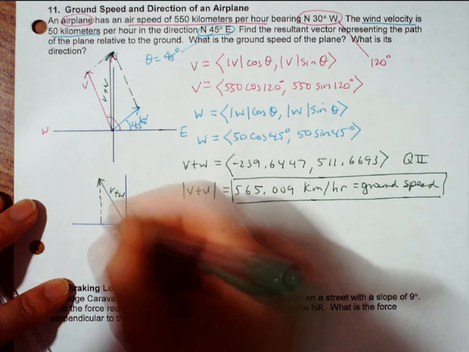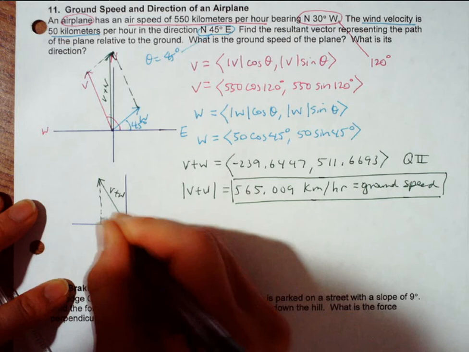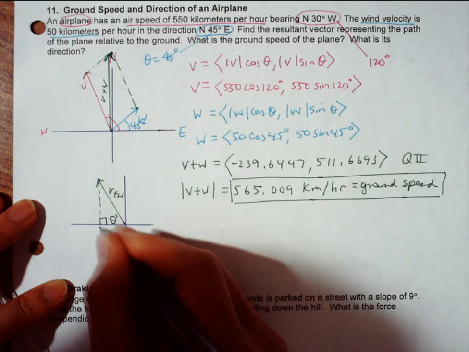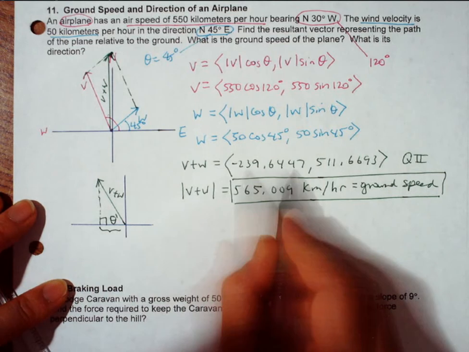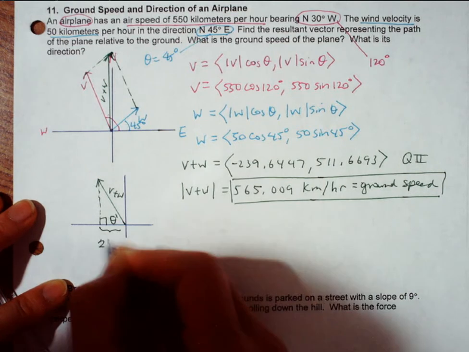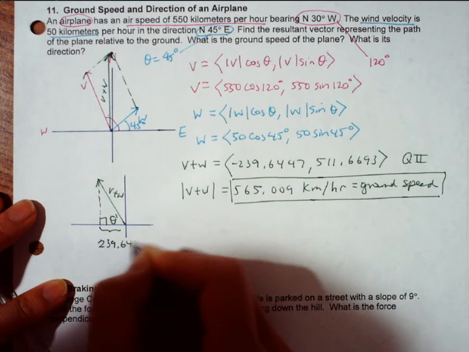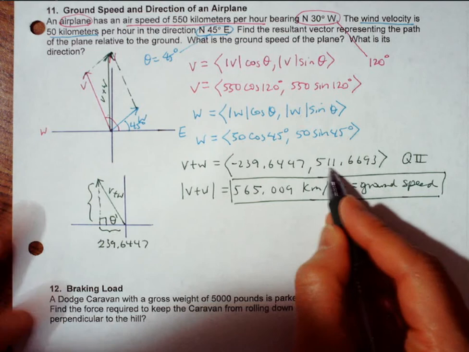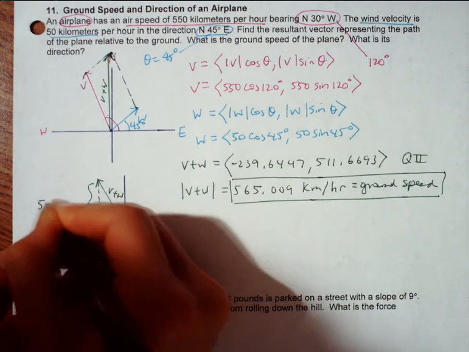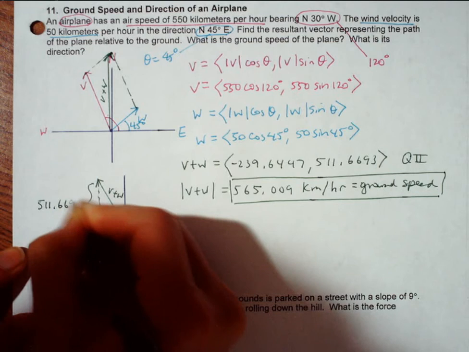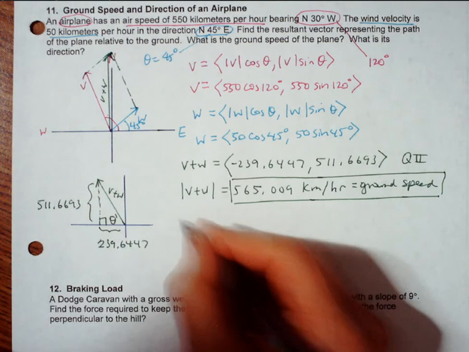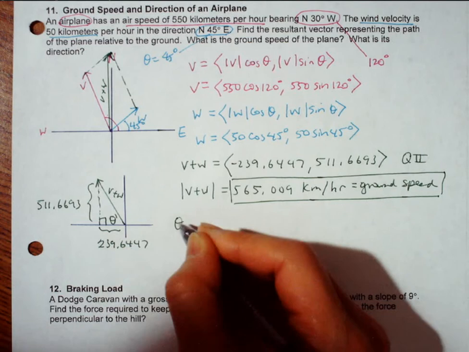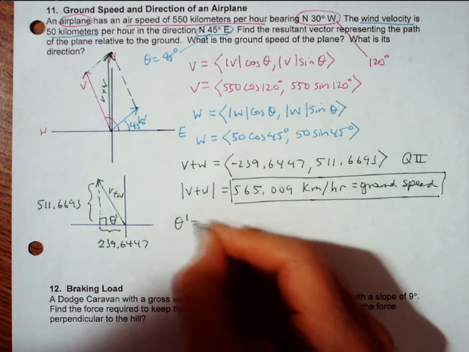Okay, now I'm going to draw my x component and y component, create a right triangle out of that, and this is going to be my theta prime. Okay, so this right here is my x component, and I'm just going to use a positive value here, so that's 239.6447, and then my y component is going to be my 511, so it's 511.6693. Okay, so then my angle here, angle theta prime, right, since I'm in the second quadrant, it has to be a theta prime.